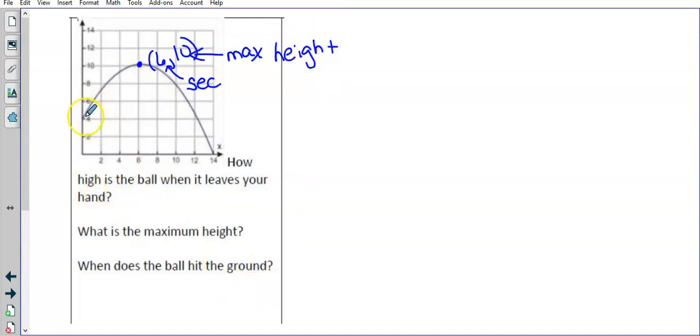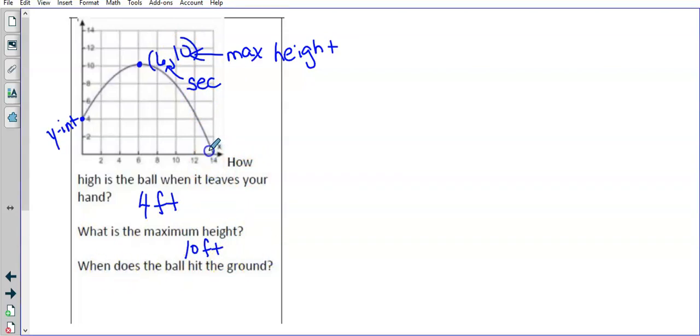How high is the ball when it leaves your hand? Well, that is the y-intercept, and that's how high the ball was when it left my hand. So about 4 feet this time, because maybe I'm 5'4" and some of you are 6 feet tall. Sorry, 4 feet. What was the maximum height? Well, we've got it right here. It was 10 feet.